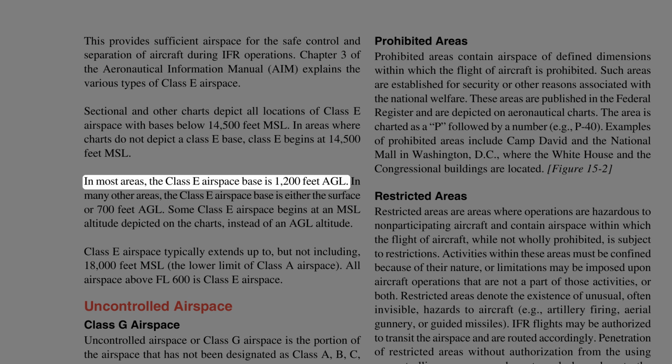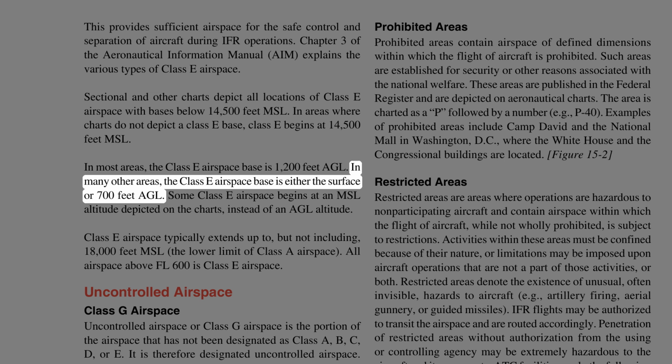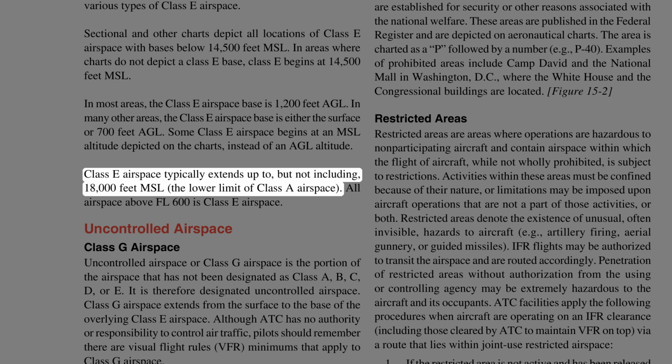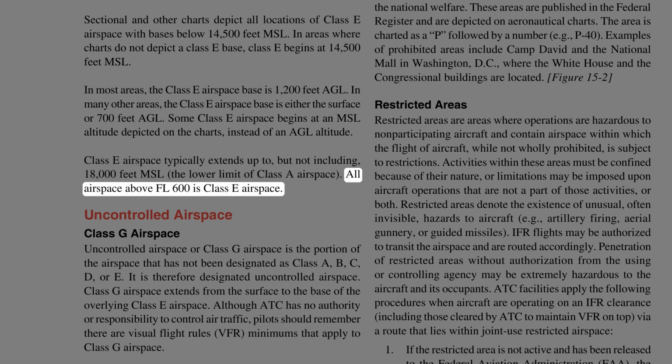In most areas, the Class E airspace base is 1,200 feet AGL. In many other areas, the Class E airspace base is either the surface or 700 feet AGL. Some Class E airspace begins at an MSL altitude depicted on the charts, instead of an AGL altitude. Class E airspace typically extends up to, but not including, 18,000 feet MSL, the lower limit of Class A airspace. All airspace above FL 600 is Class E airspace.